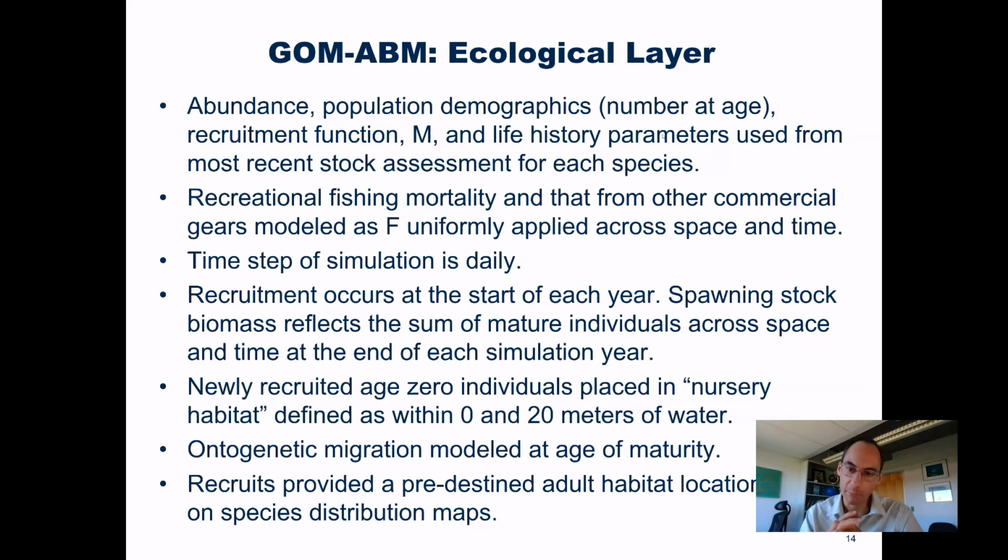Spawning biomass is the sum of mature individuals across space that's just added up at the end of each simulation year. And then newly recruited age 0 fish are placed in what I define as nursery habitat, which is area that's close to the shore with between 0 and 20 meters of depth. When fish in their nursery habitat reach maturity, they will ontogenetically migrate offshore to predestined habitat locations based on the species distribution maps that I just showed.